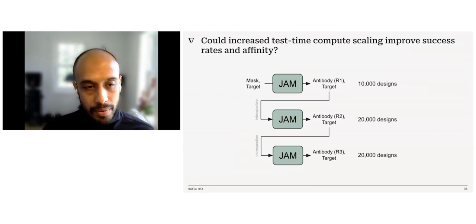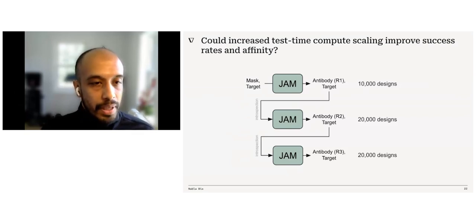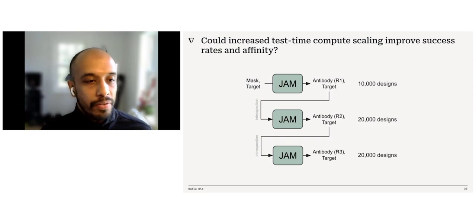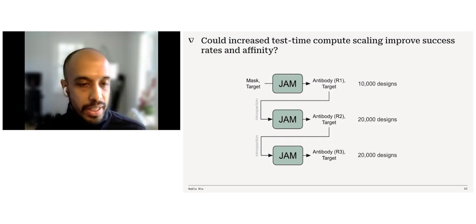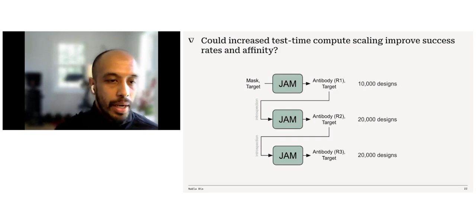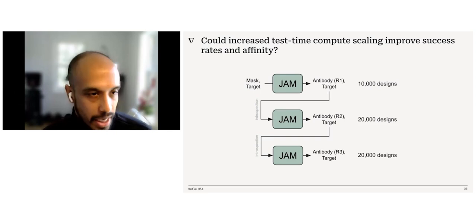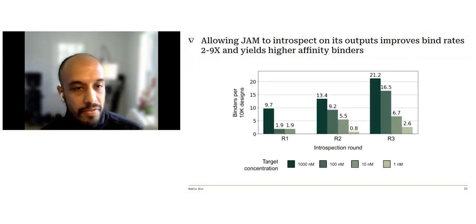complexes. And the idea here was that, well, if we let JAM continuously refine its outputs, maybe we'll get better de novo bind rates and maybe affinities as well. So to test this, from each round of fully computational introspection, we siphoned off 10,000 designs from round one, 20,000 from round two, 20,000 from round three, and actually measured binding of these designs to, in this case, the target RBD, and asked these questions: what is the bind rate as a function of introspection round, and also what are the resulting affinities?